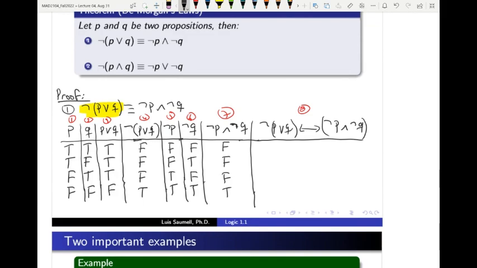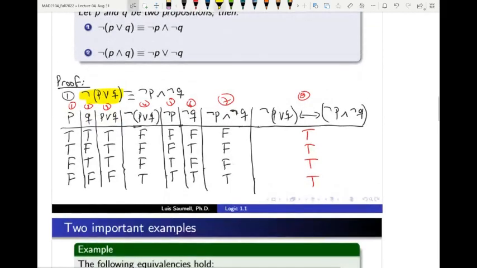What column do we need to look at? We need to look at column 4 and column 7, right? That's what we have on each side. And then we compare. Let's see. If F if and only if F, what is it? Remember, the biconditional is true when both sides are the same, and it's false if they are different. So false, false, that's true. False, false, that's true. False, false, that's true. True, true, that's true. Yes?